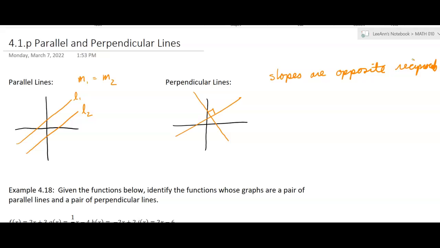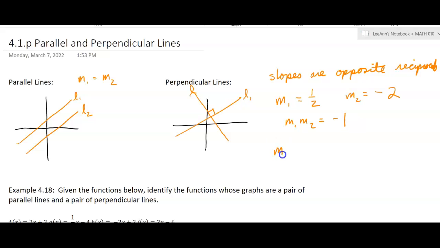Okay, so say the slope of line 1 is 1/2. Then line 2, if it's perpendicular, then the slope of that line has to be -2. Okay? So you have to take the opposite. One has to be positive, one has to be negative, unless they're horizontal and vertical lines. But other than that, one's positive, one's negative, and they're reciprocals of each other. Another way to say it is that M1 times M2 equals -1. All right, so they'll usually put that in books.